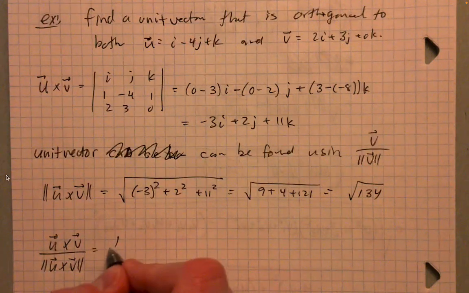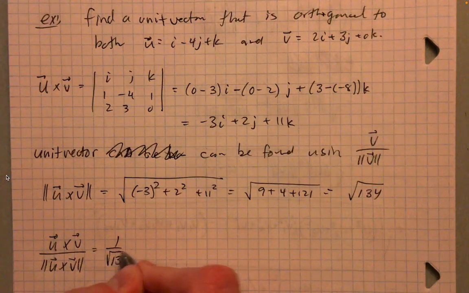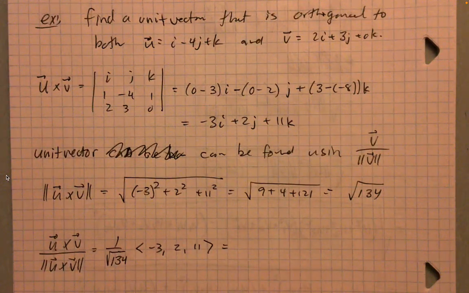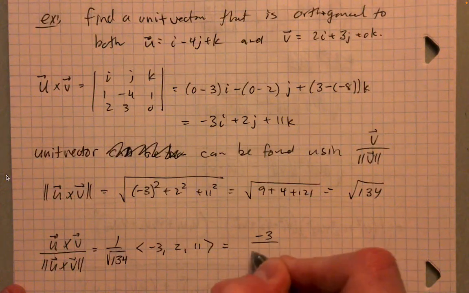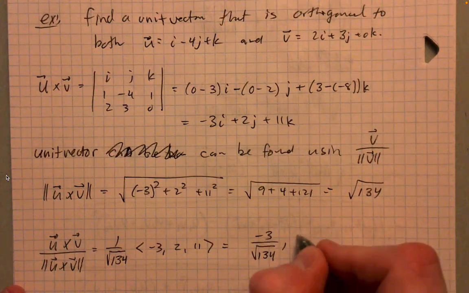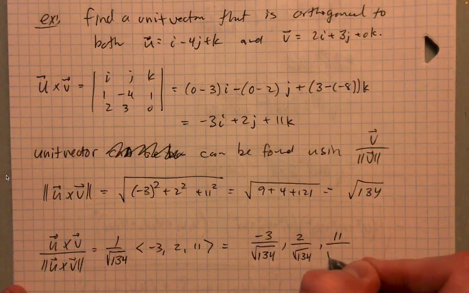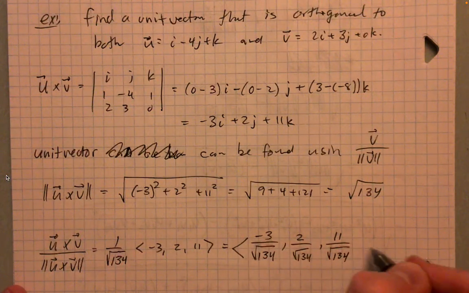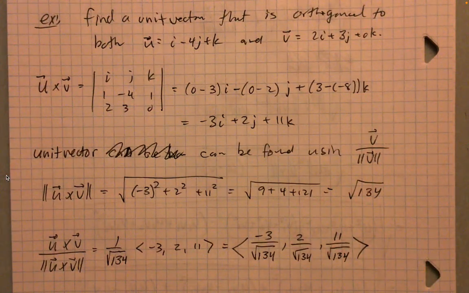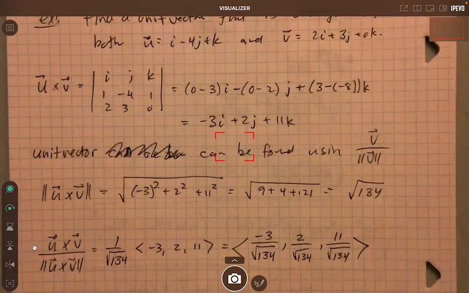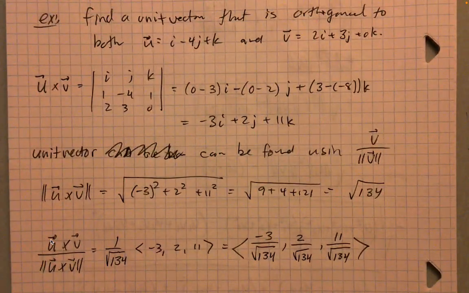Okay, so it's just 1 over the square root of 134 times the vector (-3, 2, 11). You can write it in component form, or in i, j, k form if you like. I'm just going to write it like this: negative 3 over the square root of 134, comma, 2 over the square root of 134, comma, 11 over the square root of 134. That one works. So that's a unit vector that is orthogonal to the two given vectors, u and v.